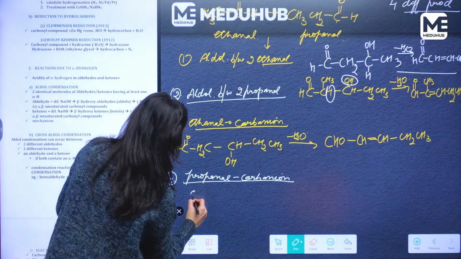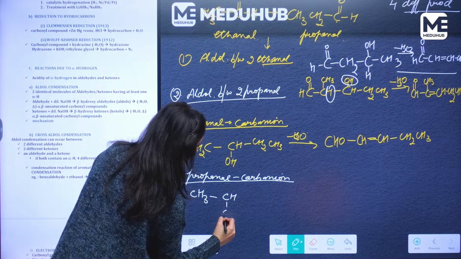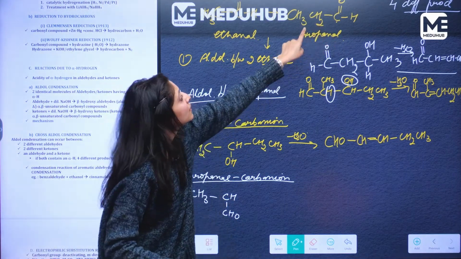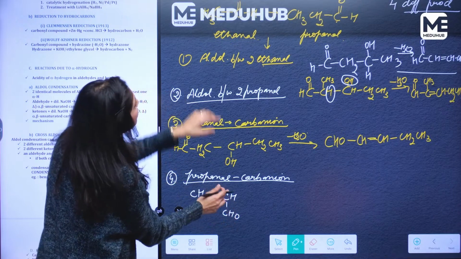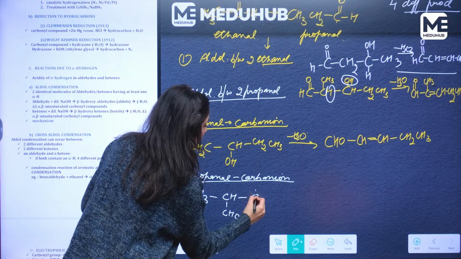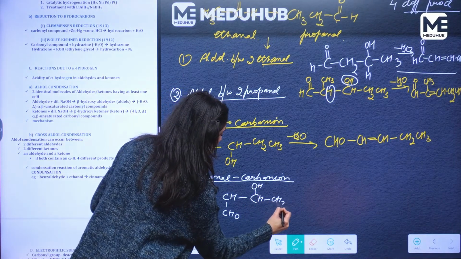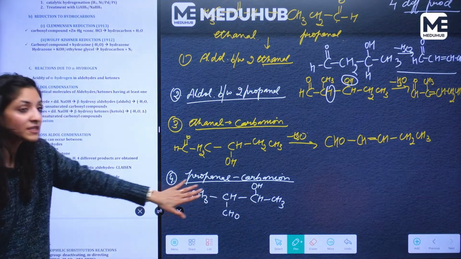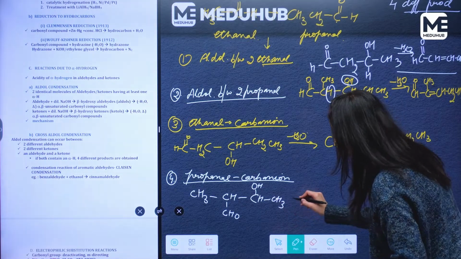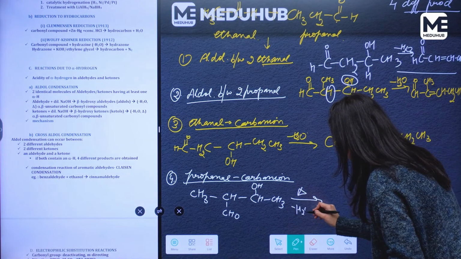Here CH3, CH, and this is the carbonyl group. This alpha hydrogen is lost. Now this CH here will attack the carbonyl carbon of ethanal. And we will get this beta hydroxy aldehyde.